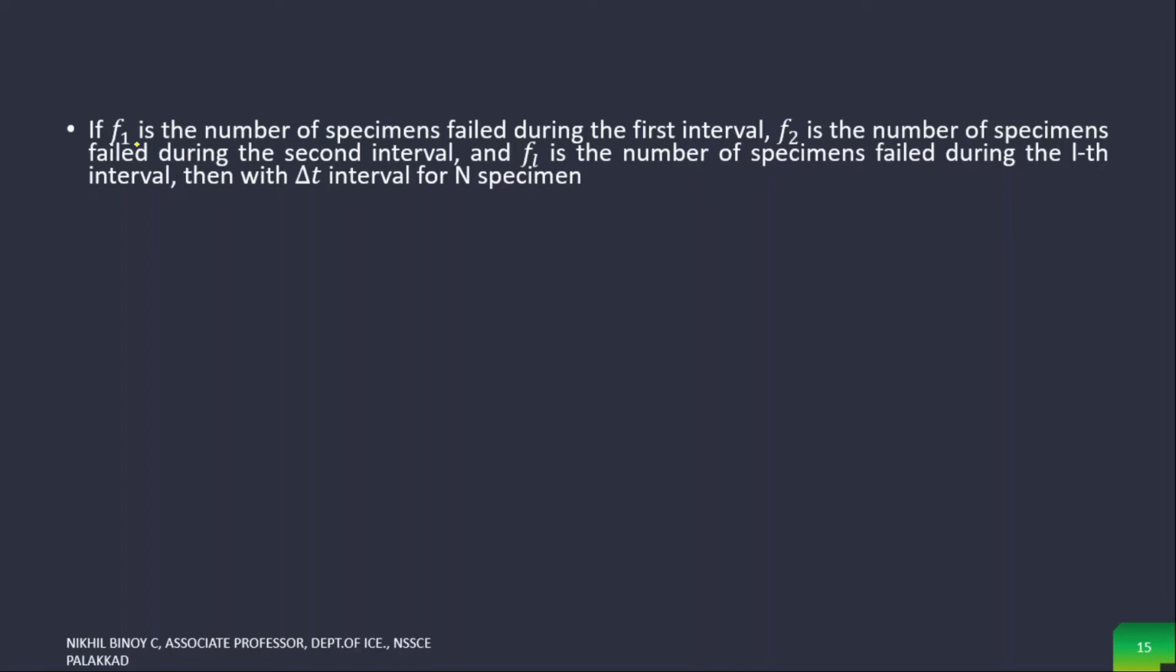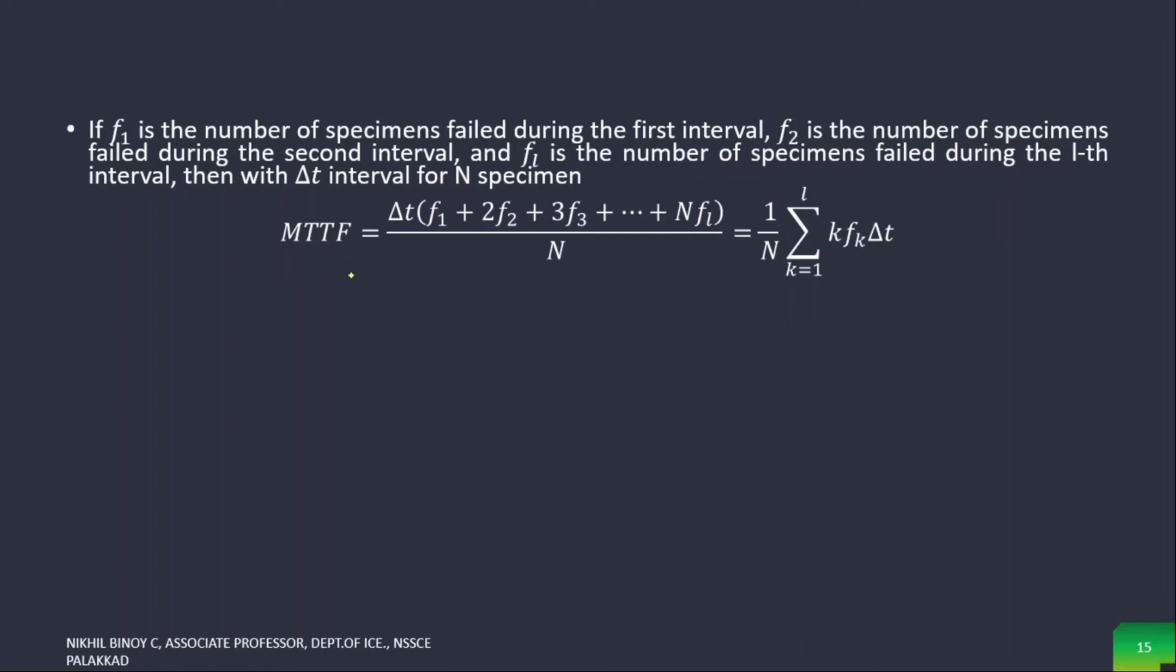Even if delta t is not equal to 1, we can use the same equation if the given table has failure times. If we don't have the failure time, and instead the number of components failed during each interval is given, then if delta t is not equal to 1, the analytical equation used for calculating mean time to failure is delta t into f1 plus 2 f2 plus 3 f3 plus etc. plus L into FL divided by capital N.